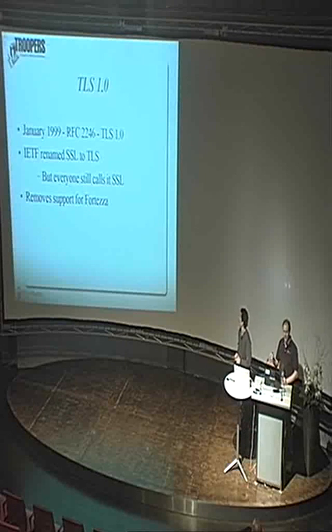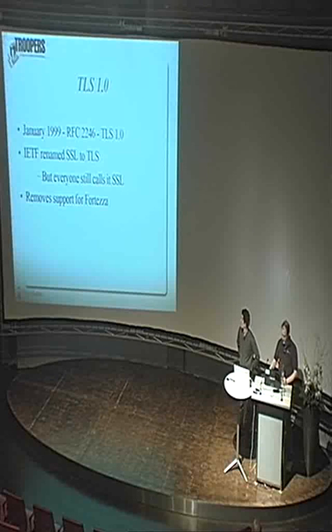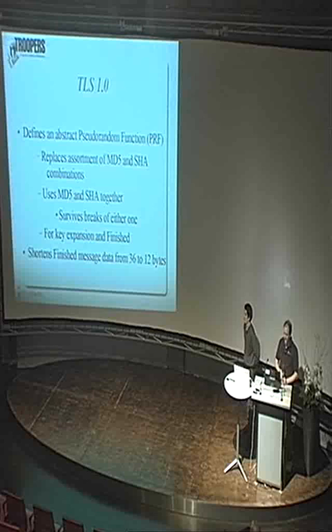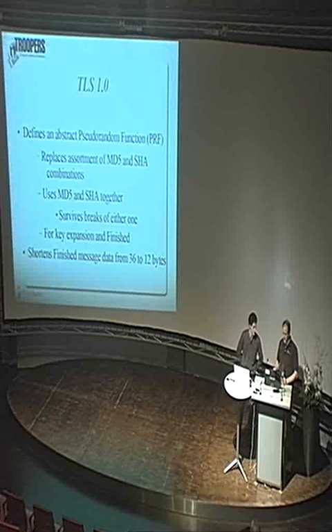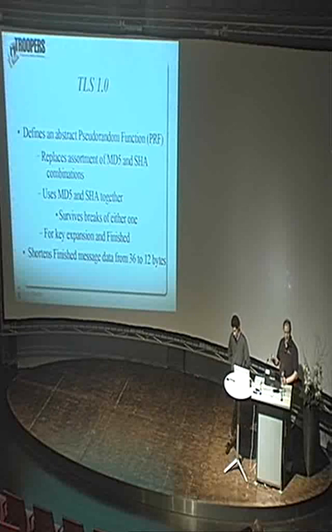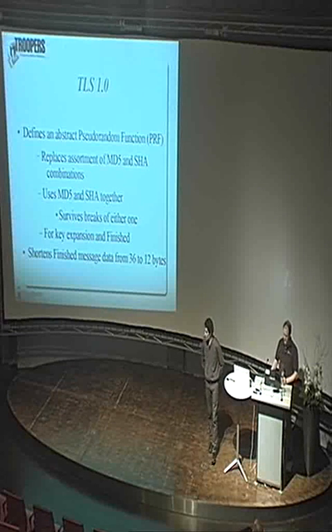So after Netscape melted down, they handed the spec over to the IETF, who promptly renamed it to be TLS, but everybody still calls it SSL. They improved the design a bit. They defined this abstract pseudo-random function, which replaced an odd assortment of MD5 and SHA combinations that were used in SSL v3. And it does it in such a way that if either MD5 or SHA are broken, the protocol itself should survive that.